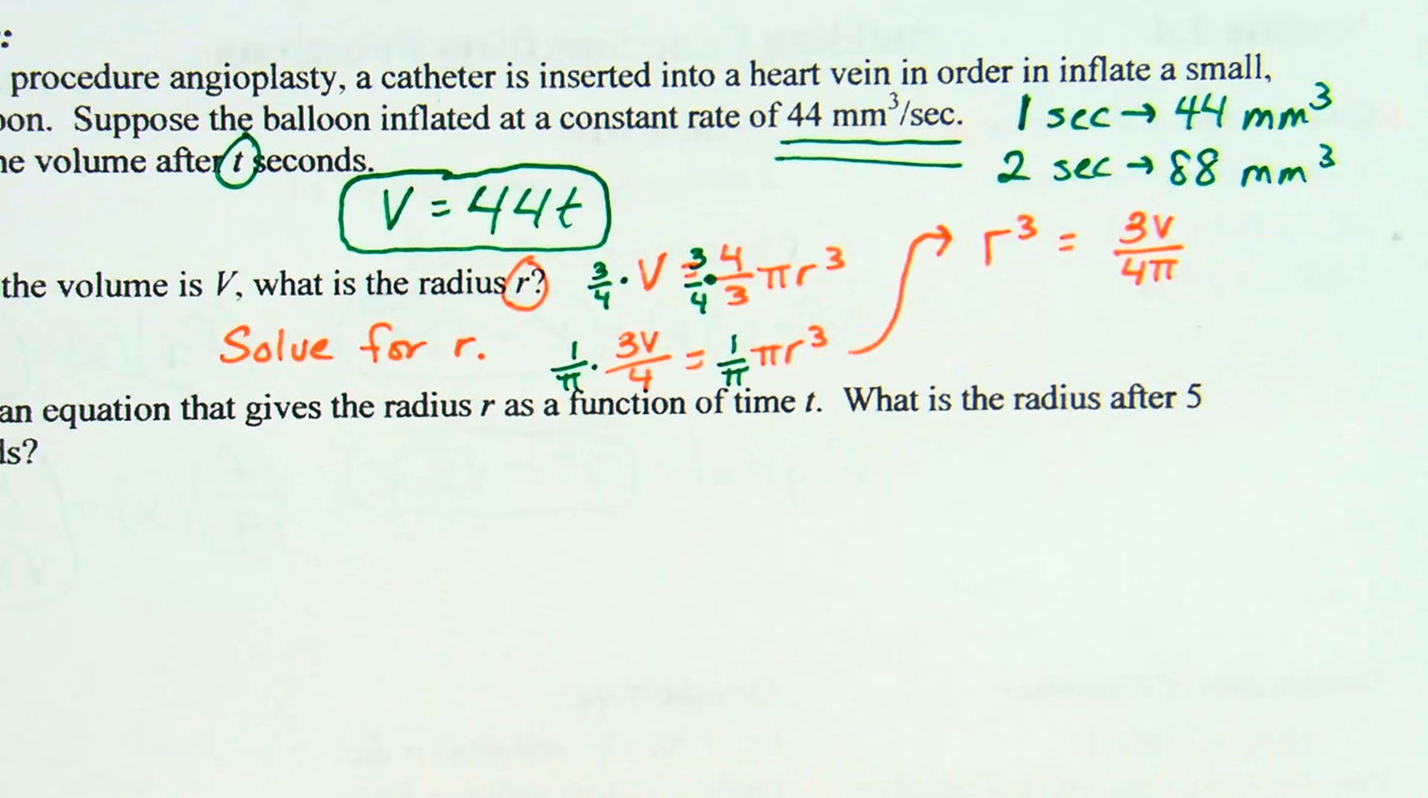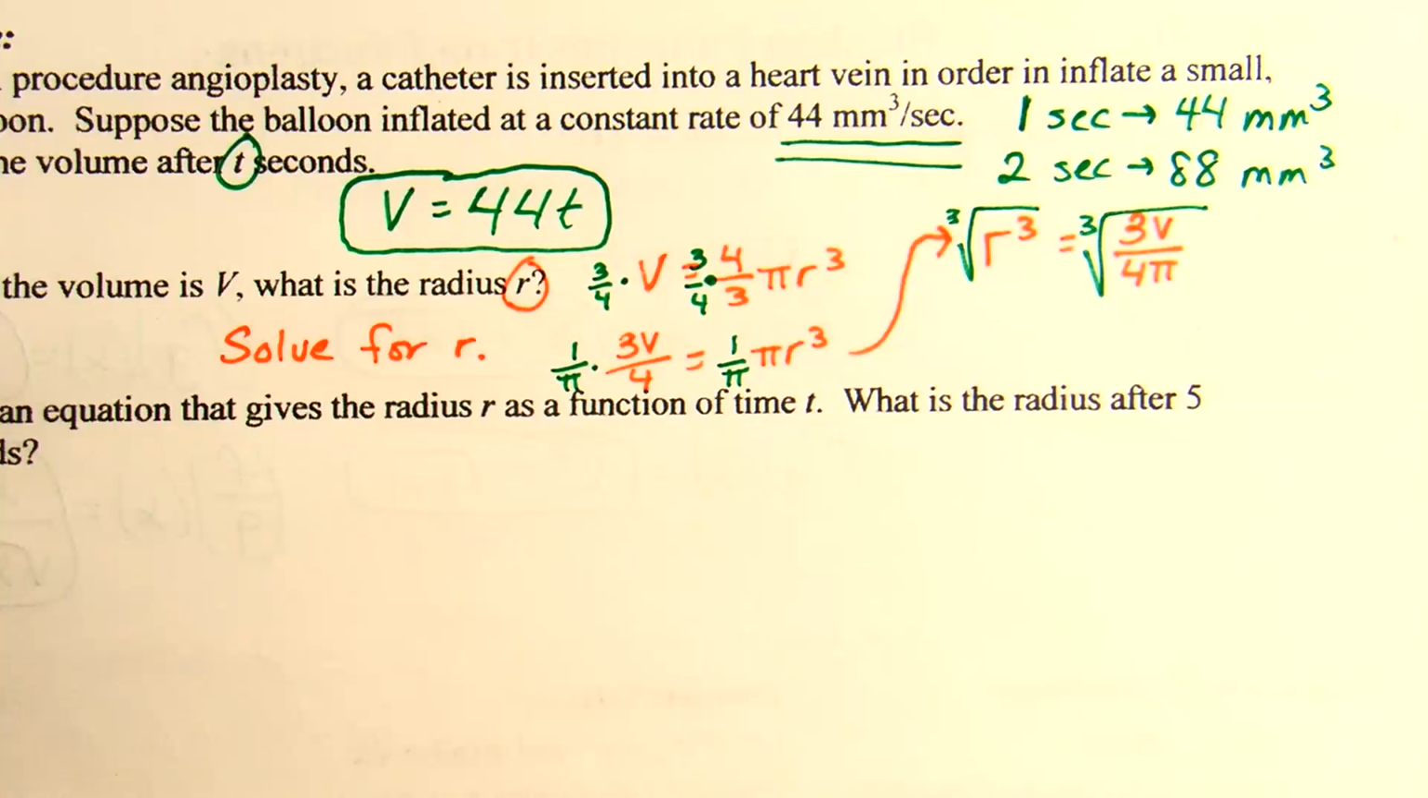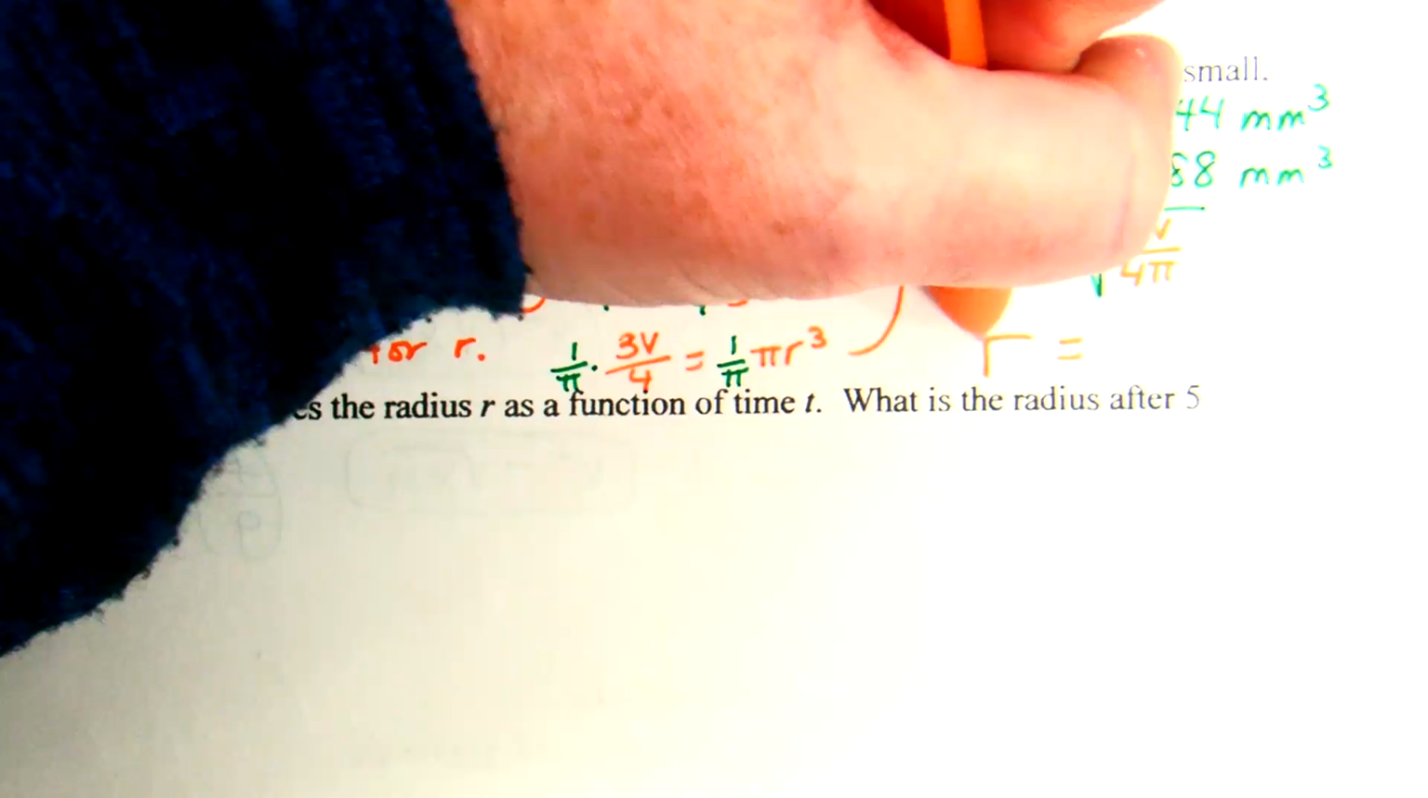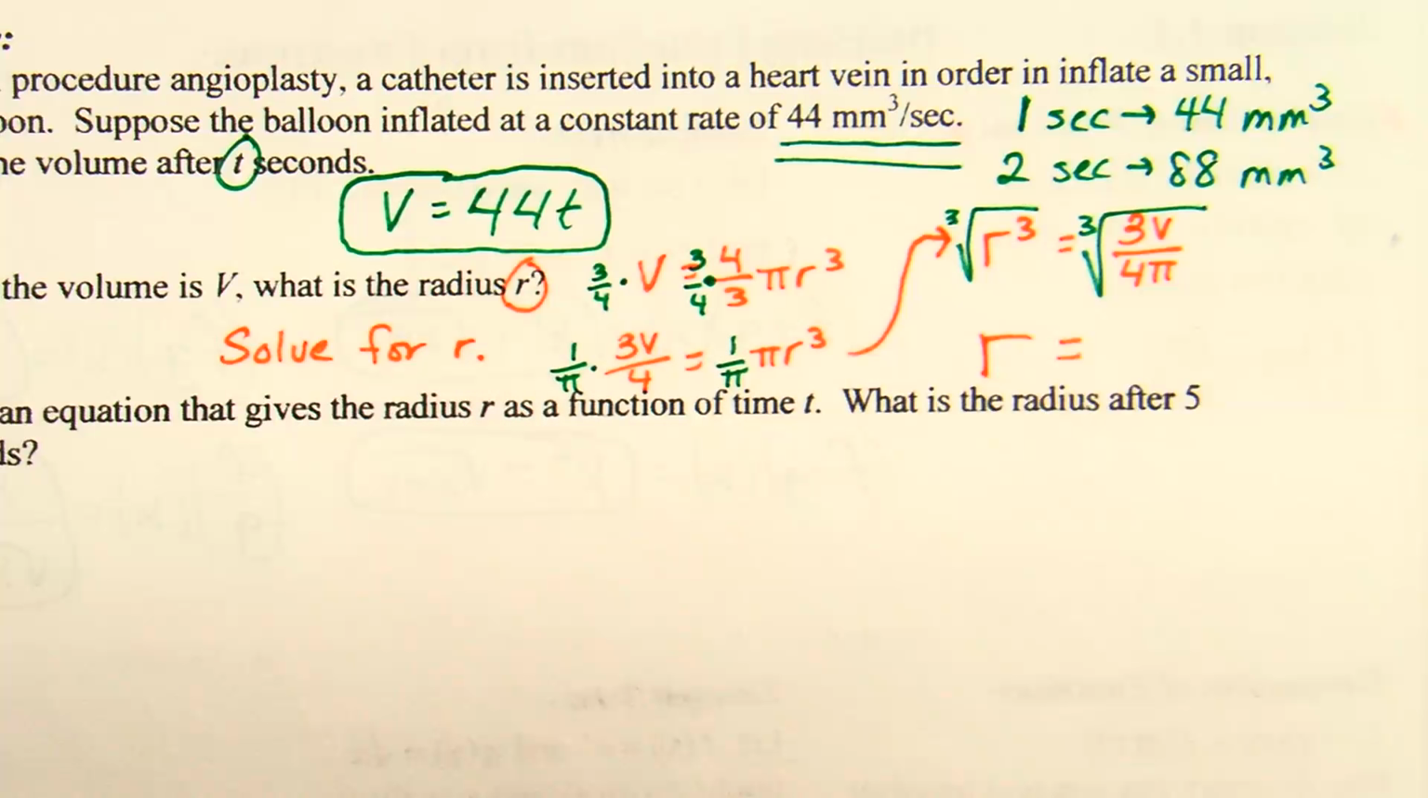You have to root both sides. Yeah. If it was r squared, we'd say take the square root. Since it's r cubed, we're going to take the cube root. If we take the cube root of the left, we take the cube root of the right. So cube root of r cubed is just r. The cube root of 3v over 4 pi, guess what?